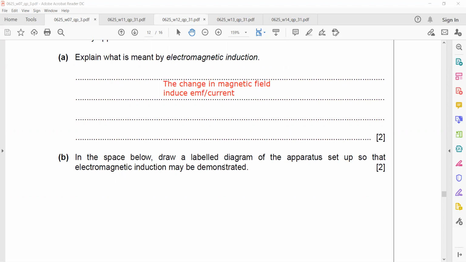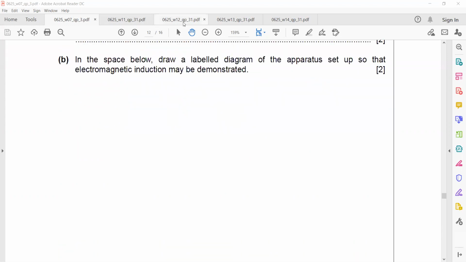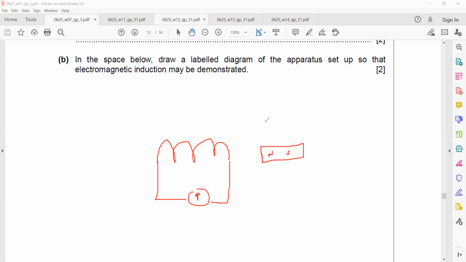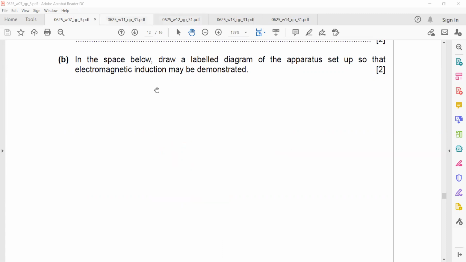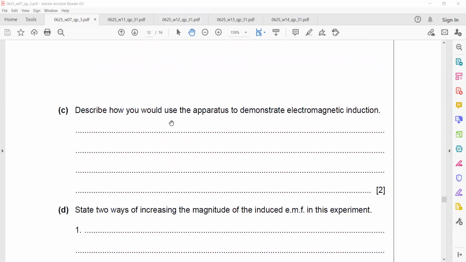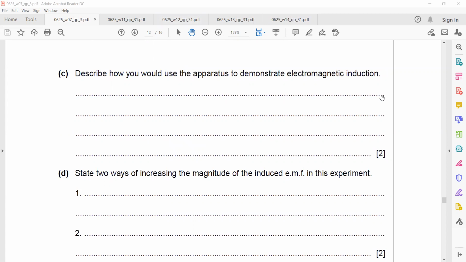In the space below, draw a labelled diagram of the apparatus set up so that electromagnetic induction can be demonstrated. Again, it should be labelled: a solenoid, a zero center voltmeter or ammeter, a magnet. Describe how you would use the apparatus to demonstrate electromagnetic induction. It's the same question. By moving the magnet, there will be a change in the magnetic field which induces EMF.